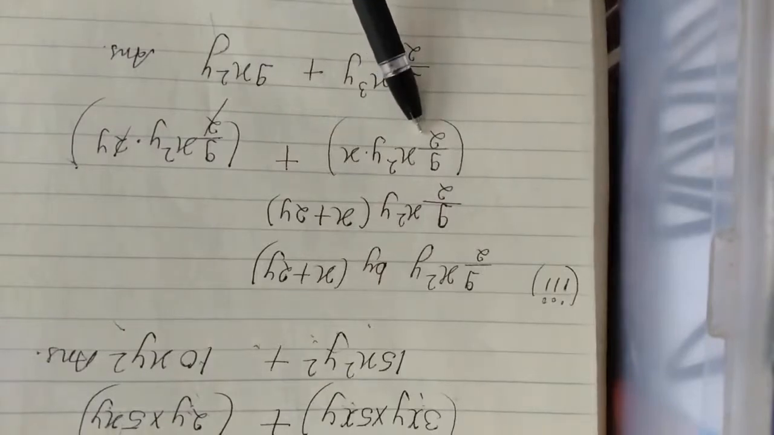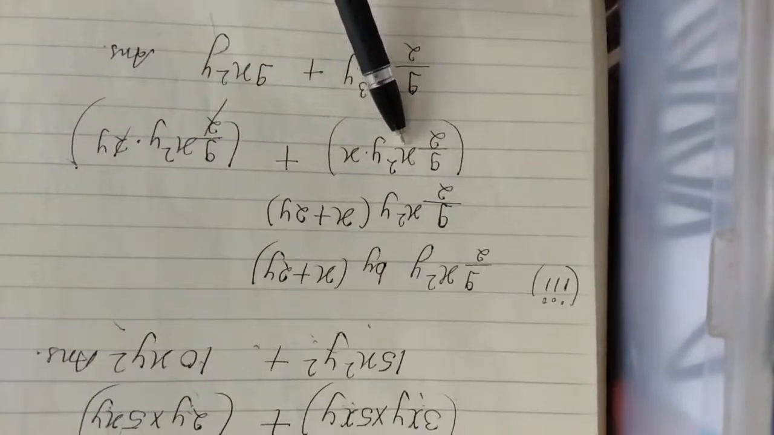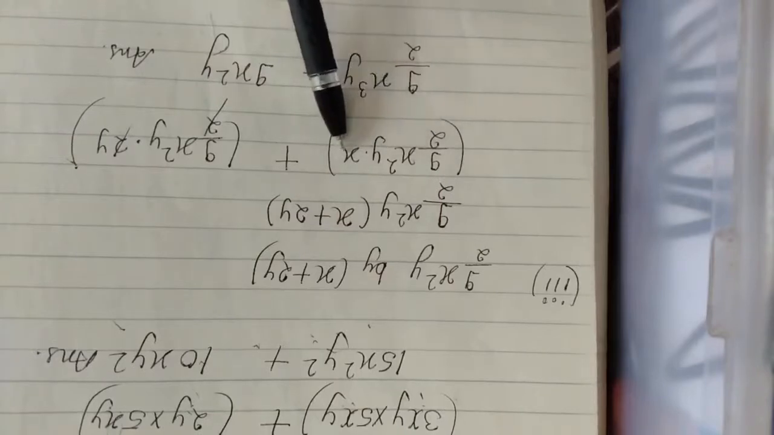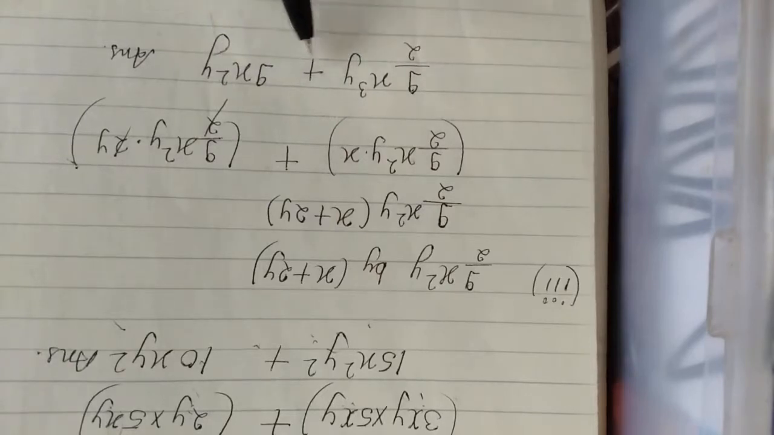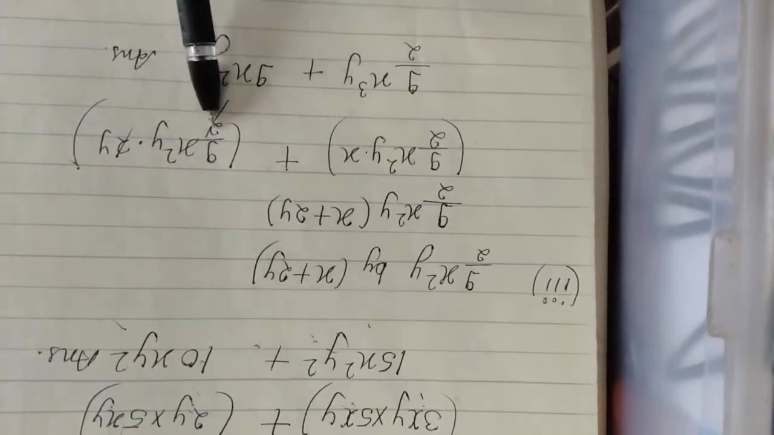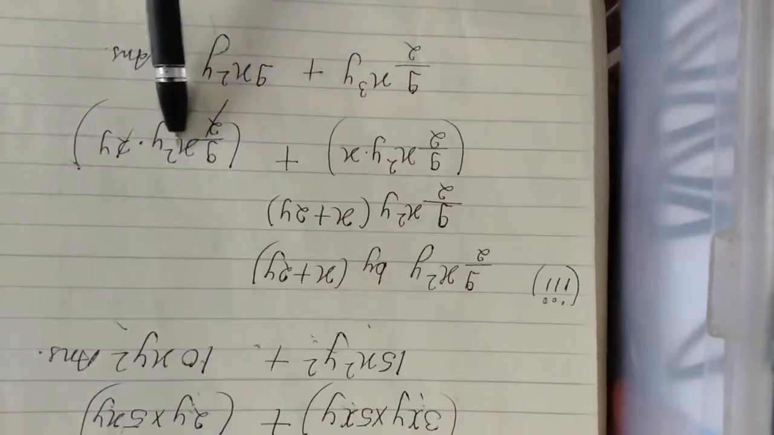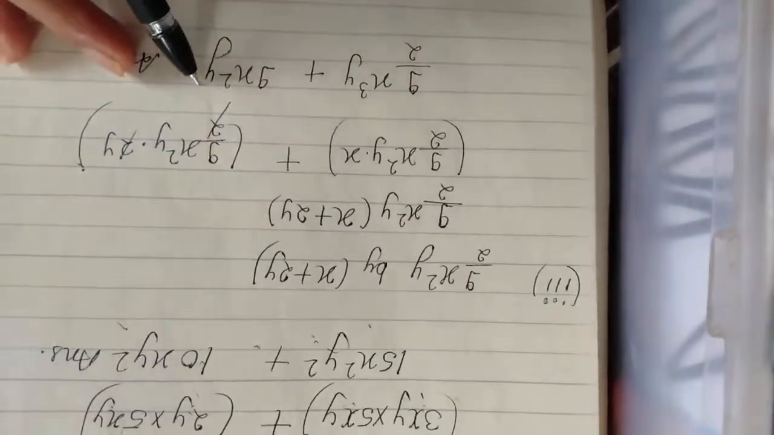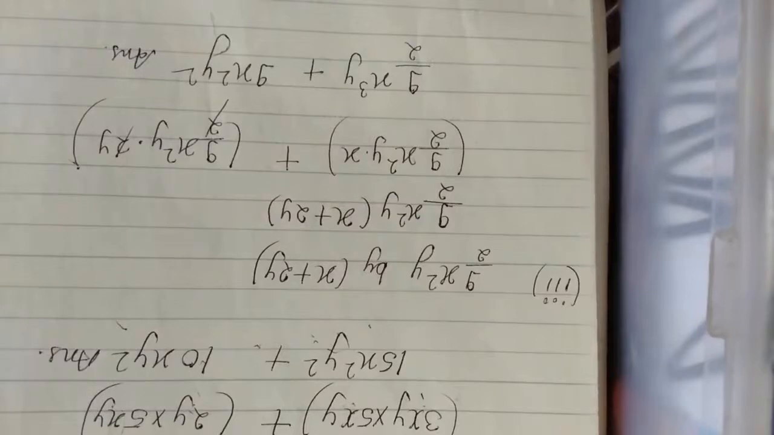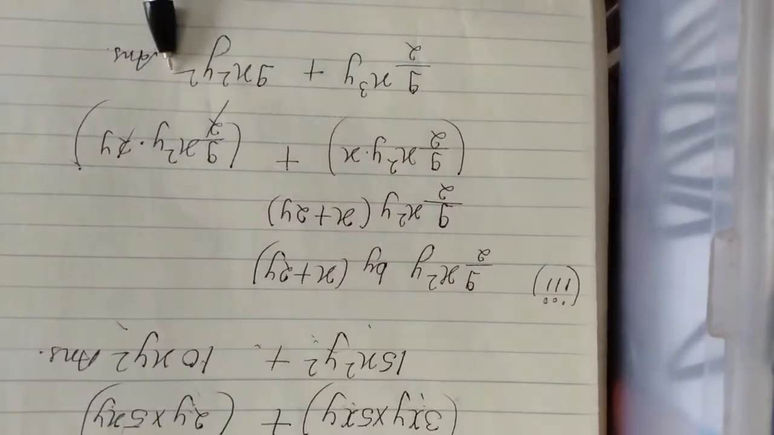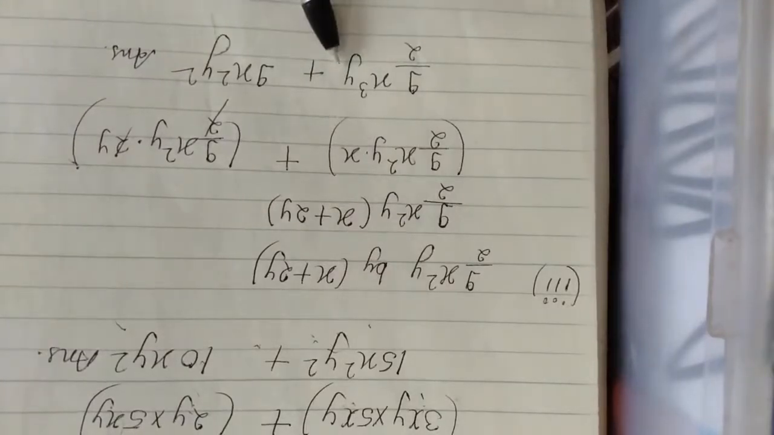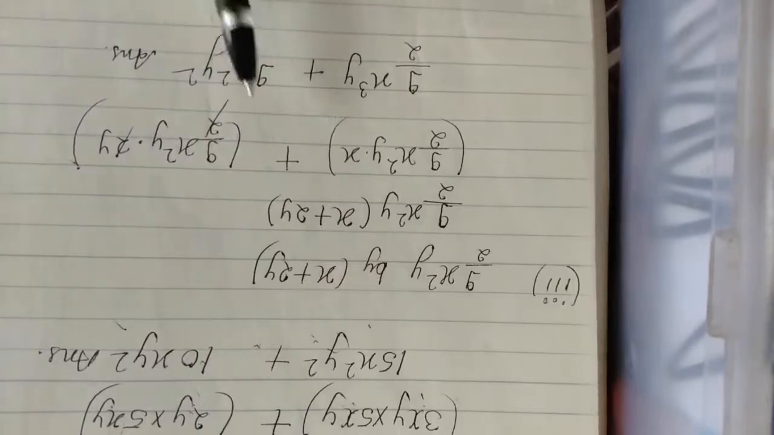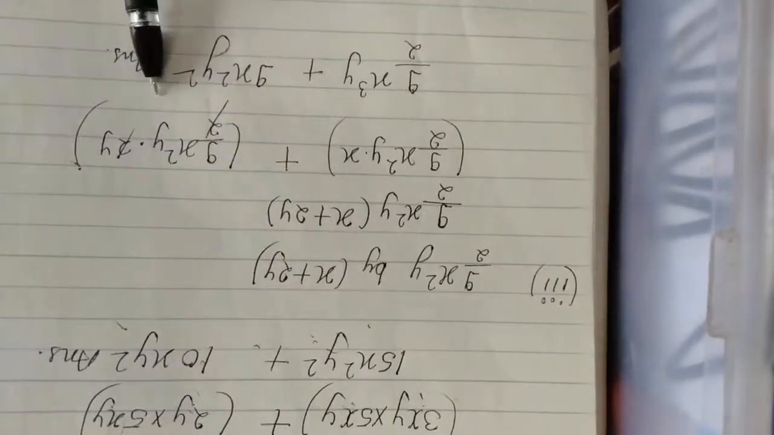9 upon 2 is 9 upon 2, x square and this x will become x to the power 3, and this y is y. Plus is plus, and in this bracket 2 will cancel with this 2, 9 is 9, x square is x square, and this y and this y will become y square. Okay, so this will become 9x square y square, and this is 9 upon 2 x cube y. This is the final answer of this multiplication.